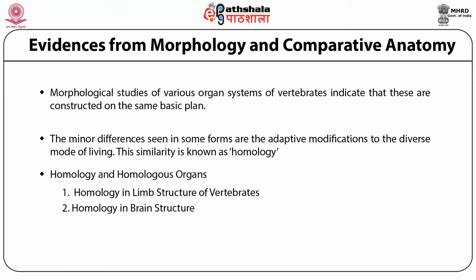In fishes, the cerebral hemispheres are even smaller than the optic lobe. But in mammals, these are so much enlarged that they hide the olfactory lobe in front and the optic lobe behind. Now let's discuss the vestigial organs.